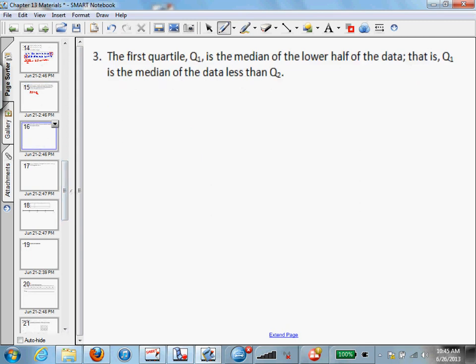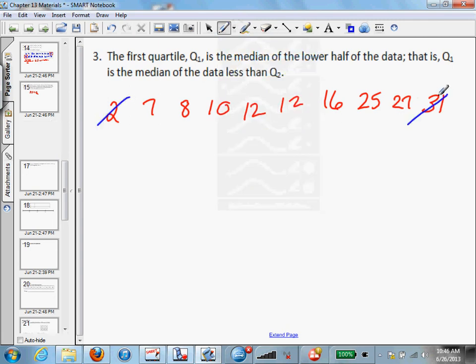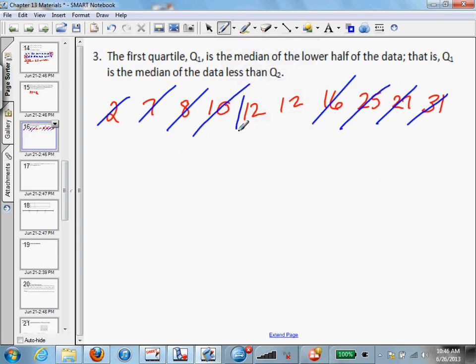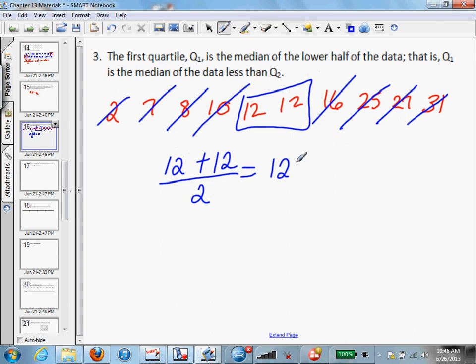Okay, so now what we need to do is take the piece of data from the first half of the median, which would be the 2, 7, 8, 10, 12, 12, 16, 25, 27, and 31. Now to find the median, let's go through and find the middle piece. And looks like the middle piece, since this is an even number, is going to be 12 and 12. So we have to take the average of that. And all that's going to yield is just 12. And that's going to be Q1.